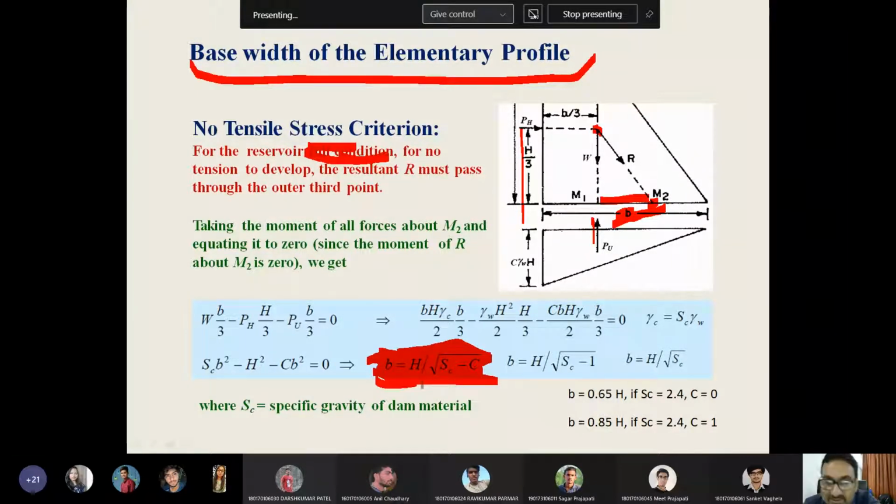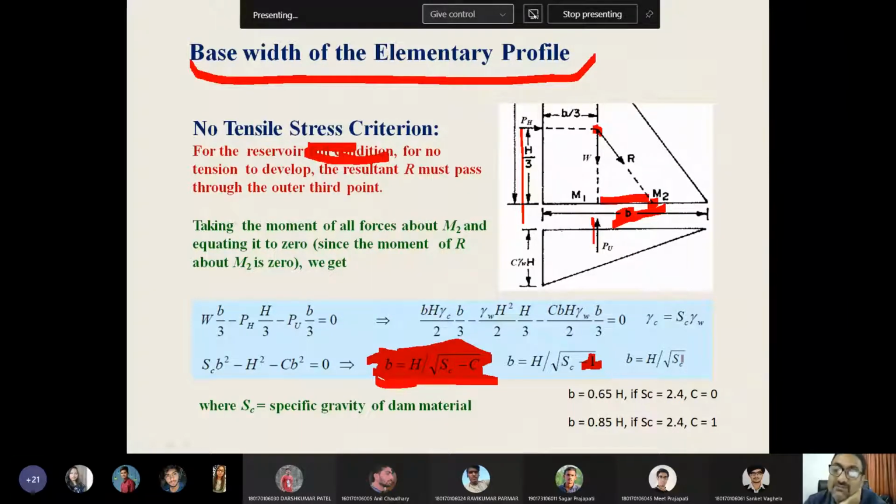H is the height of the dam, divided by the root of SC minus C, where SC is the specific gravity of concrete and C is the uplift coefficient. Now the uplift coefficient can be taken as 1. If we take C equal to 1, then the equation is H divided by this root; and if we take C equal to 0, then B is equal to H by root SC. So finding B is not difficult now.